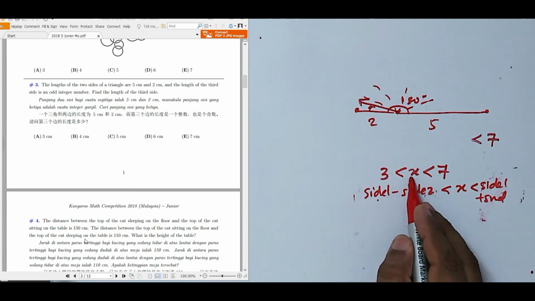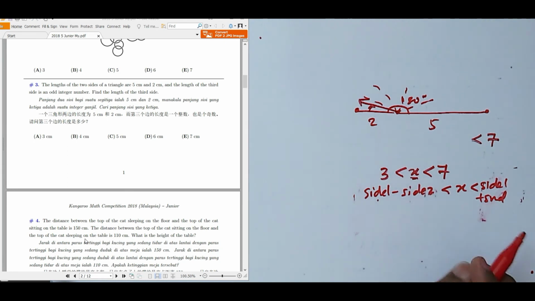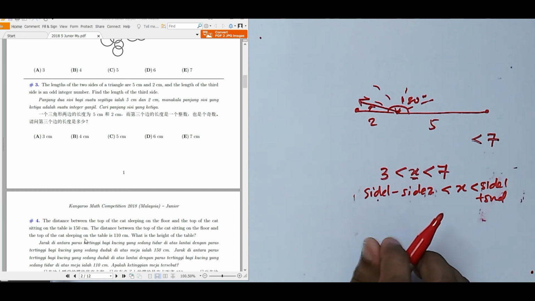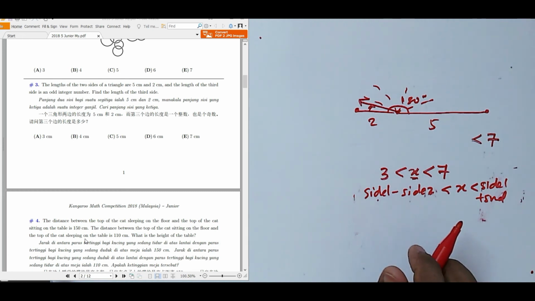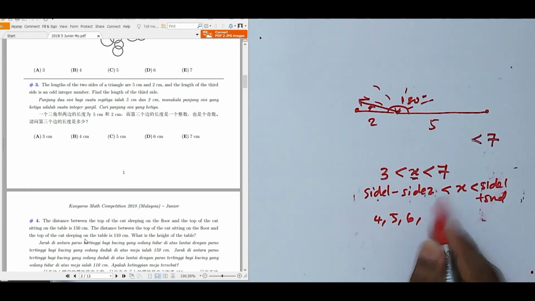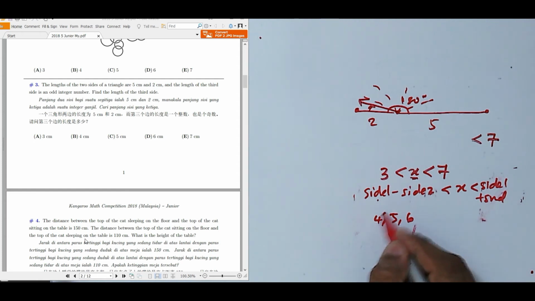Now the side is an integer. Did they say it is an integer? The lengths of two sides of the triangle are given and the third is an odd number, an integer. So it can be 4, 5, 6, only 4, 5, 6. But because it is odd, 4 and 6 cannot be taken, so the answer will be 5.